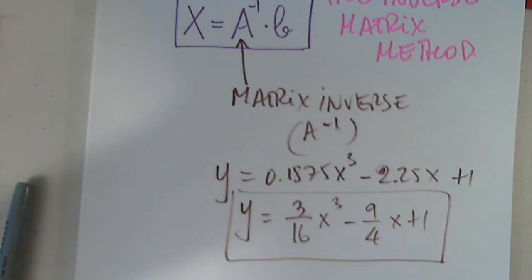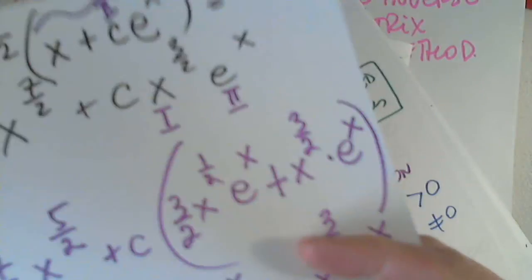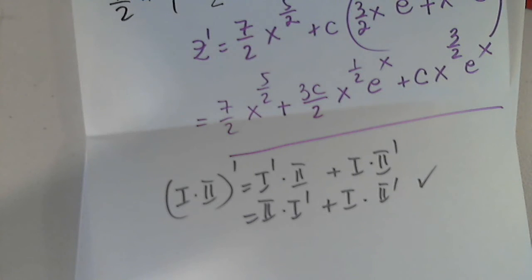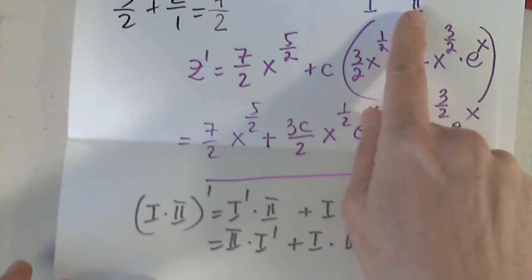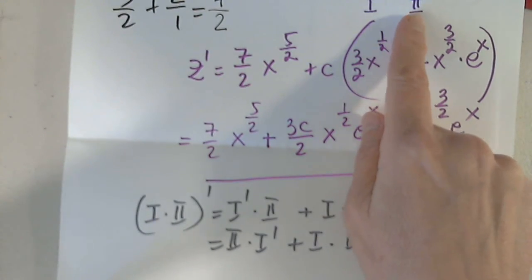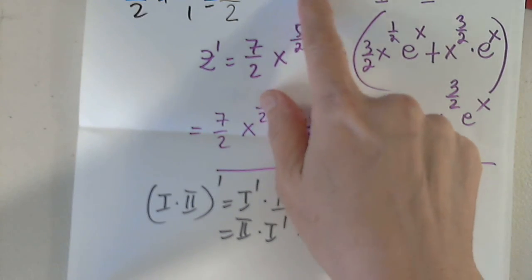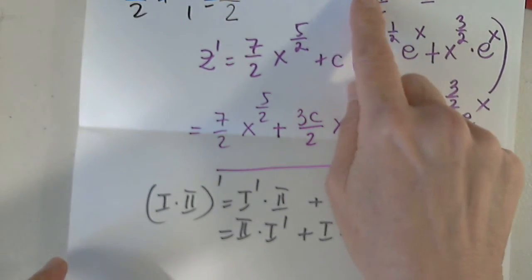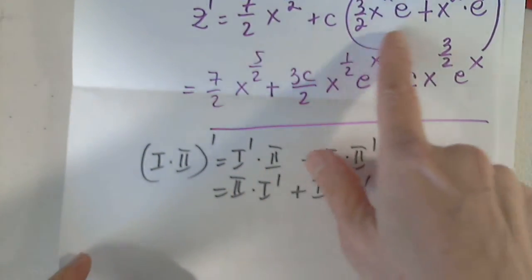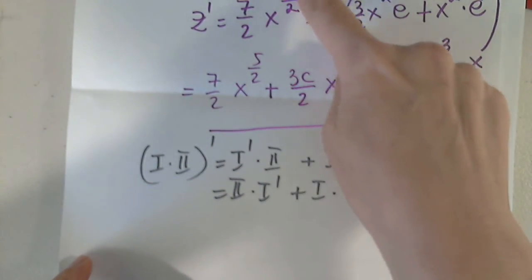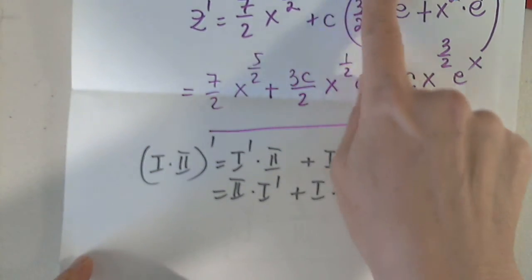I have to reach into my recycle bin because we just did it a few minutes ago. Here it is. I distributed, and you get y to 7 halves plus c, y to 3 halves times e to the y, and you differentiate the power like this, and then the product.